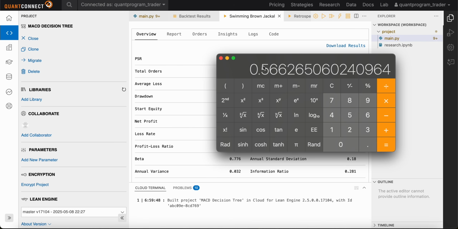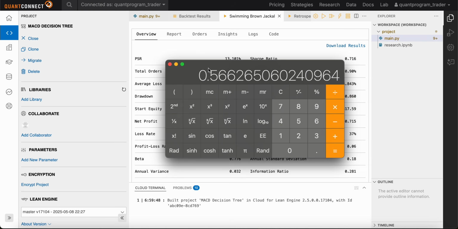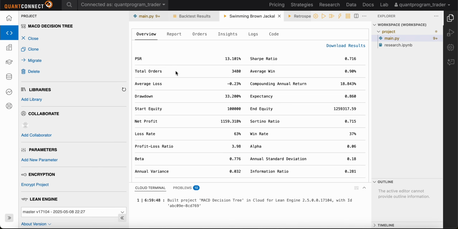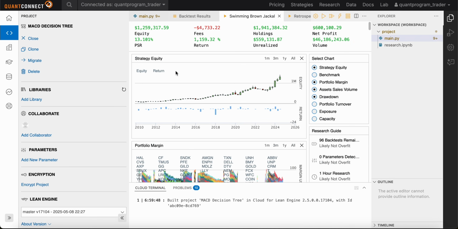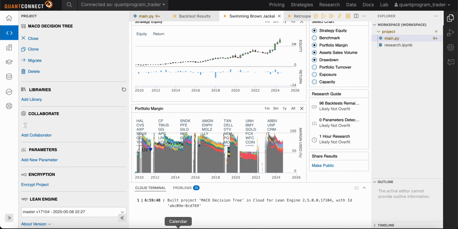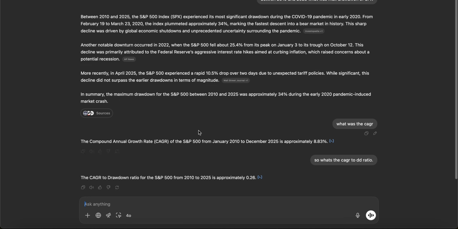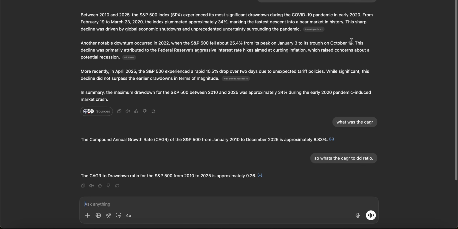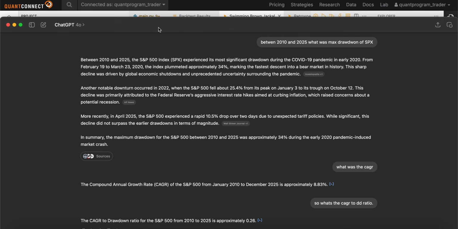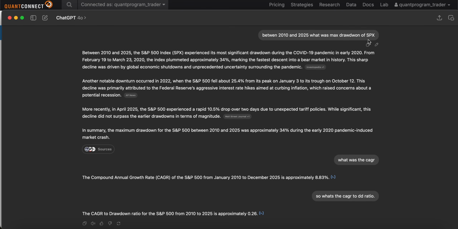33.2, which is 0.56, which is extremely good, one of the best we've got in our course. So let's see, during that same time period, what is the performance on the S&P 500? This is between 2010 and 2024. So I'm just going to go to ChatGPT. Between 2010 and 2025, what was the maximum drawdown of SPX?